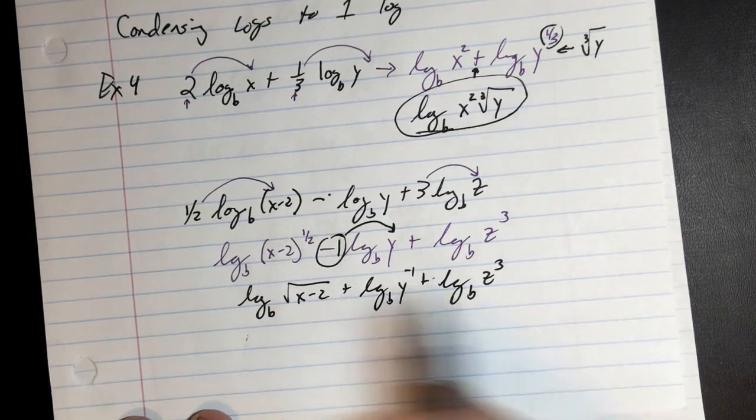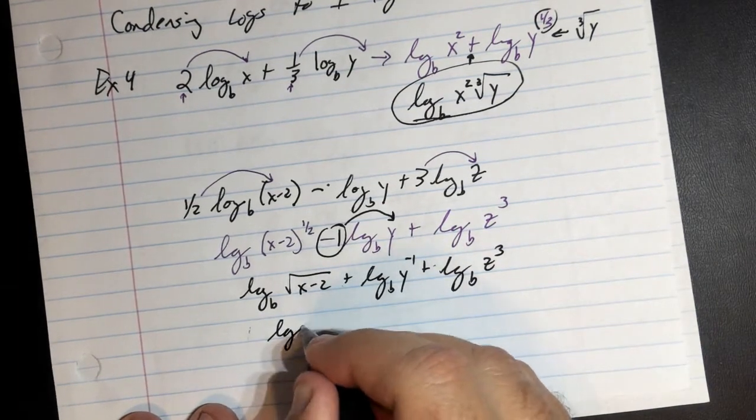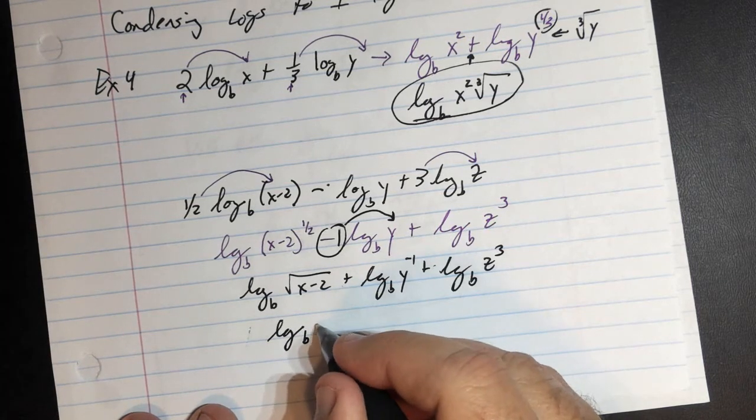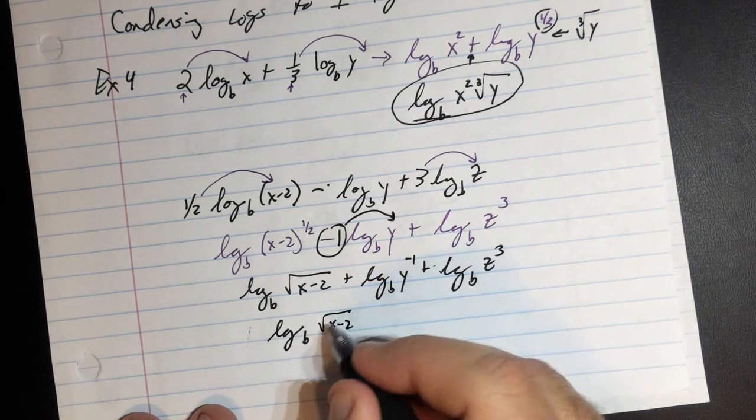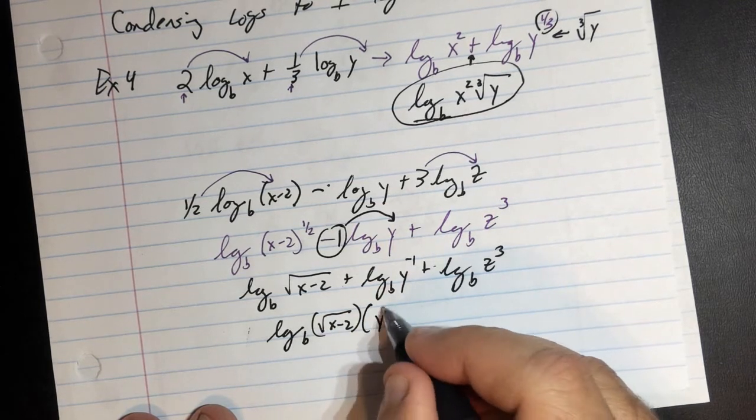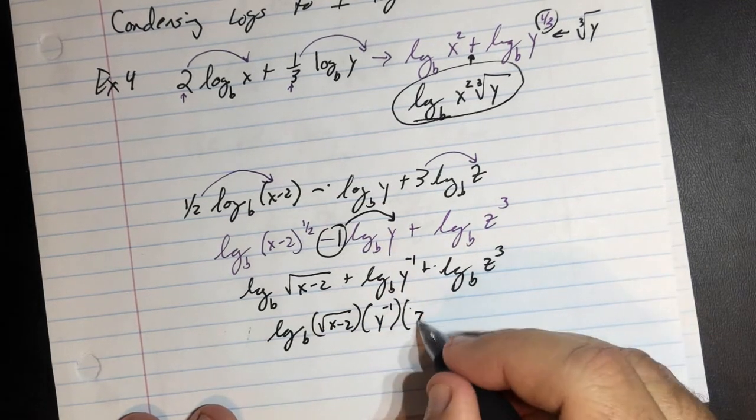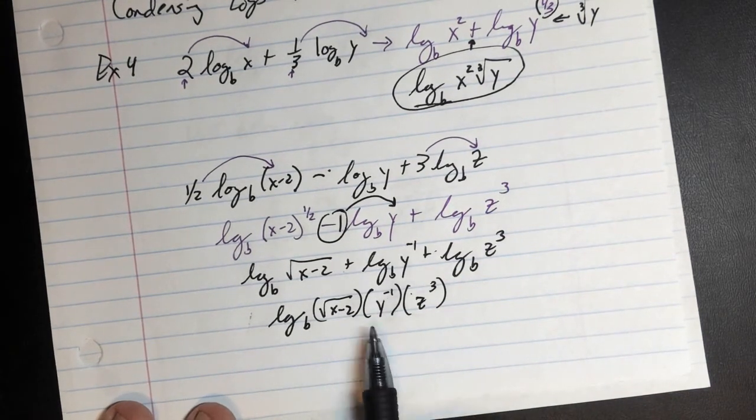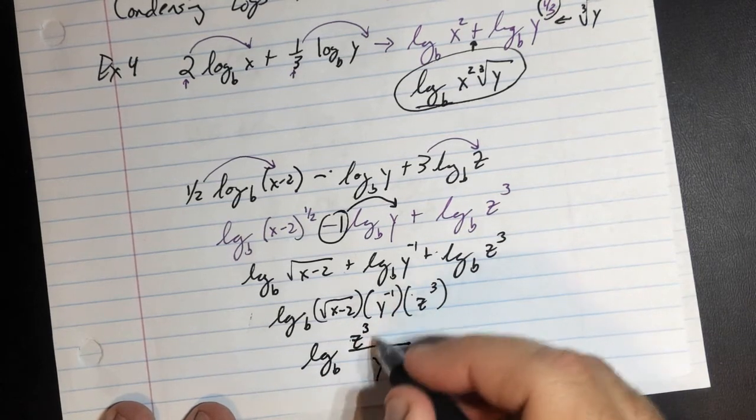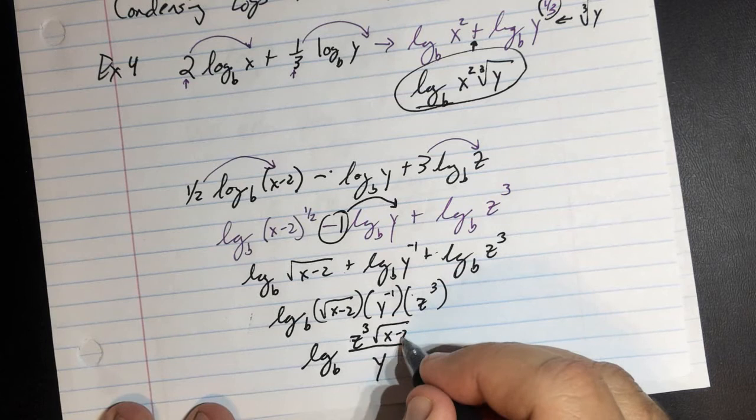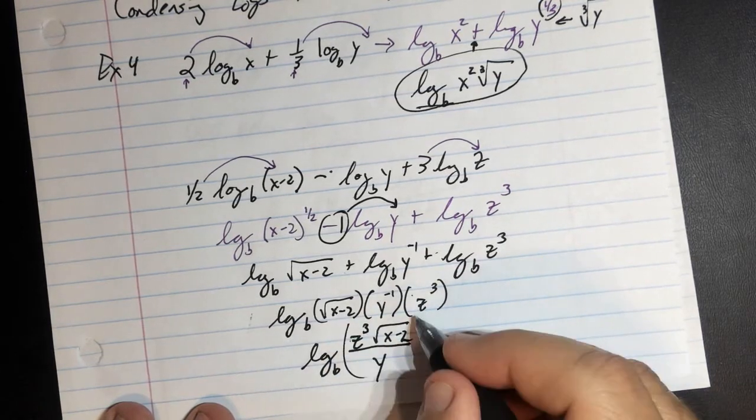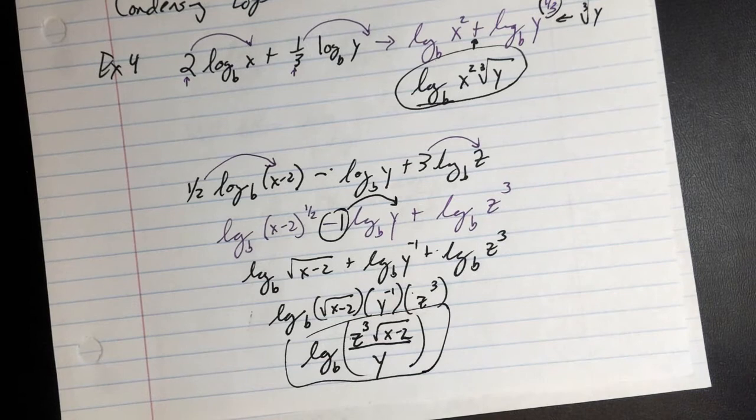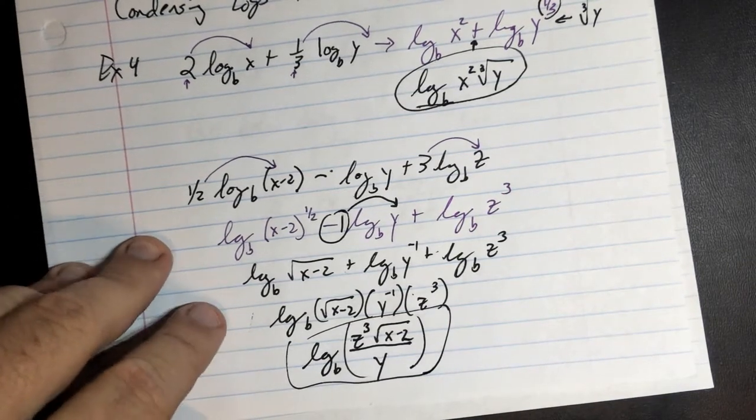Now I have it all in addition, and this is going to be log base b of square root of x minus 2 times y to the negative 1 times z cubed. And if you remember our negative exponent rules, those go down. Log base b of y down the bottom, and I'm just going to put the z cubed, the book likes to put the z cubed in front, x minus 2. And that is all inside this one log. A little tricky in a couple of those steps.